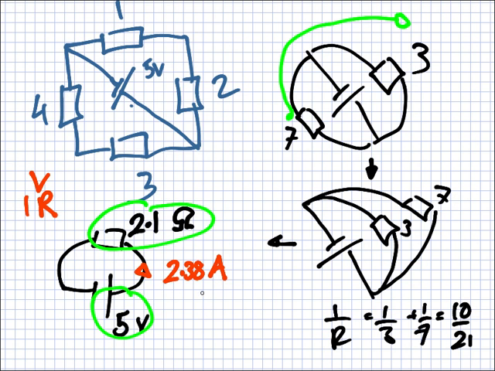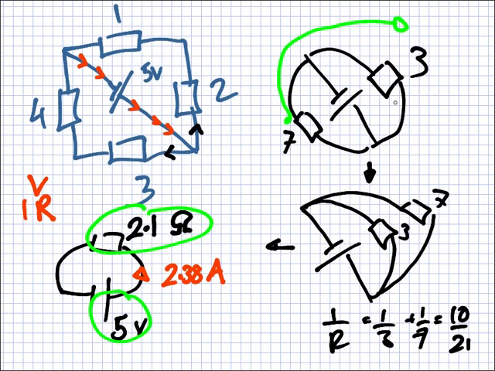Now look, that 2.38 amps is only here. But it's not 2.38 amps here and here. Why not? It splits. So we now need to find the current here and here. So we'll go back to this picture. Because they're in parallel, they should have the same voltage.